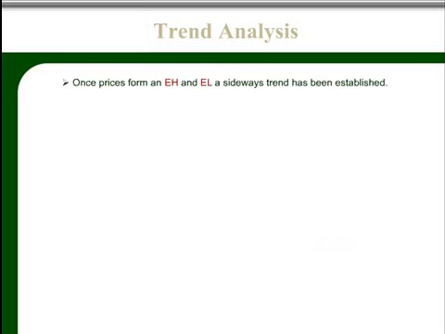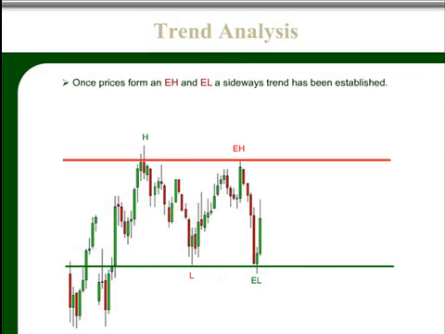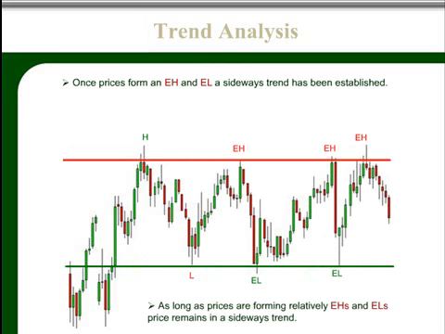Once prices form an equal high and equal low, a sideways trend has been established. Analyze the high and low points. When prices rally to a prior high point and form an equal high, then decline to a prior low and form an equal low, a sideways trend has been established. As long as prices are forming relatively equal highs and equal lows, prices remain in a sideways trend.